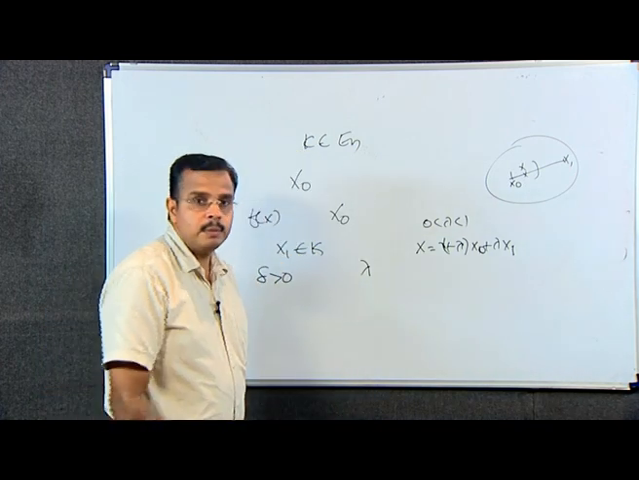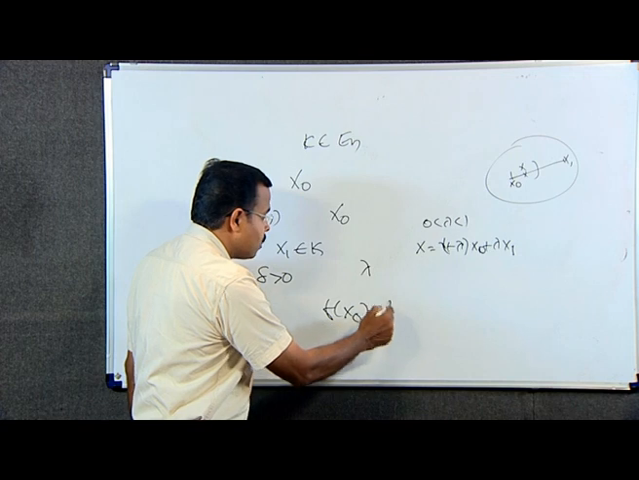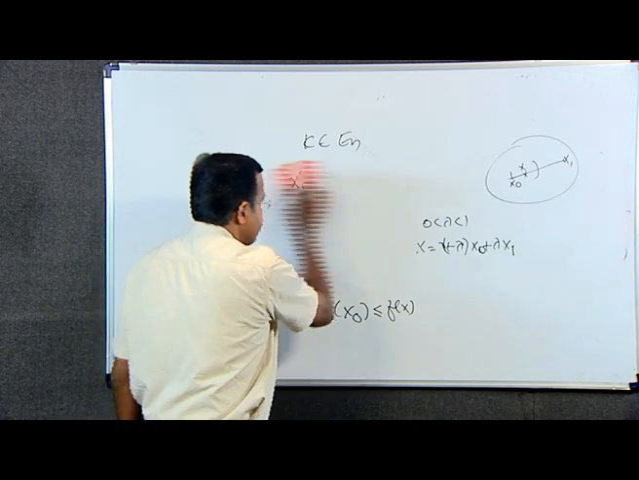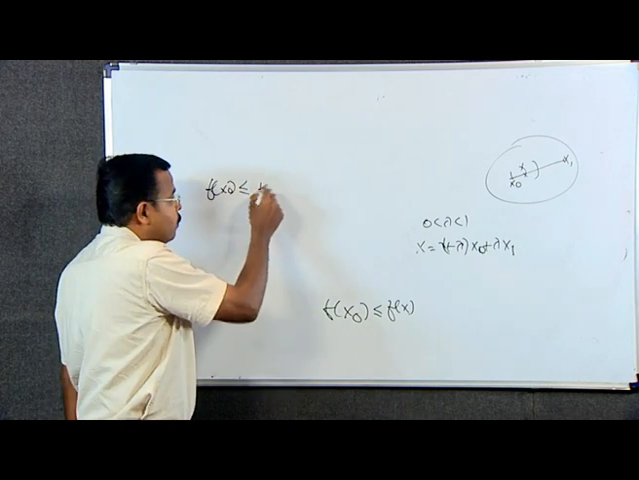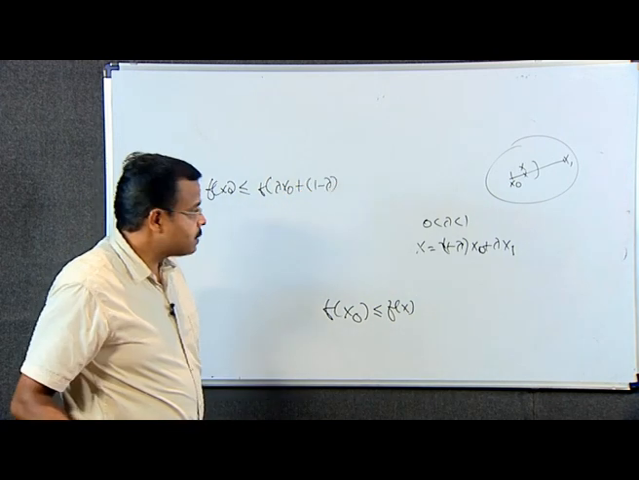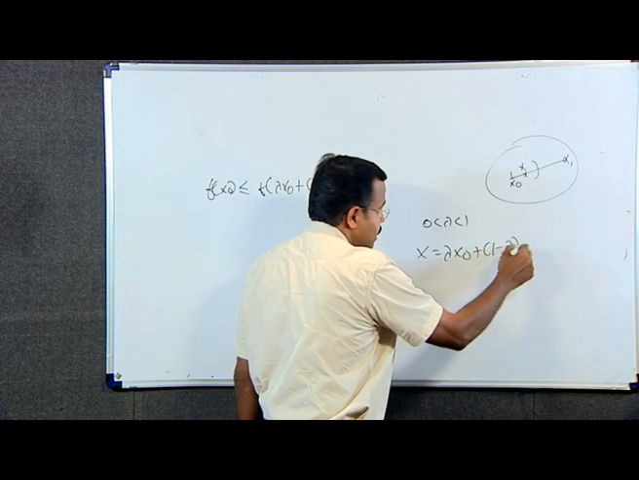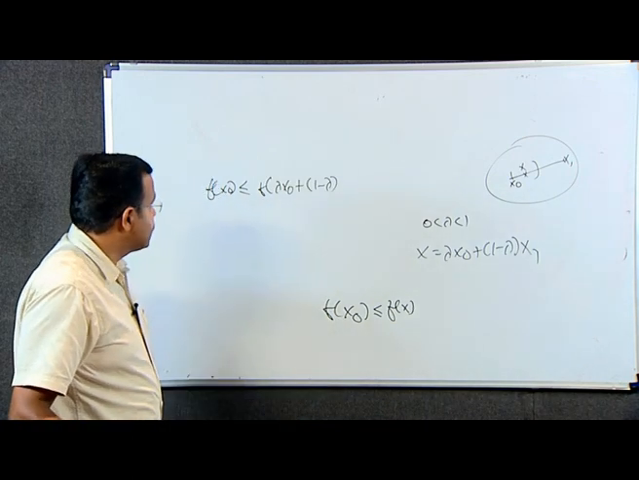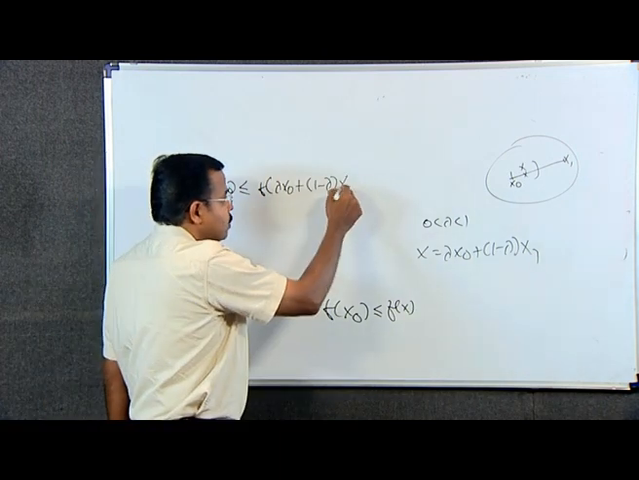By the definition of relative minimum, with x in the neighborhood, f of x0 is less than or equal to f of x. If we consider x equal to lambda into x0 plus (1 minus lambda) into x1, then f of x0 is less than or equal to f of x, that means f of x0 is less than or equal to f of lambda into x0 plus (1 minus lambda) into x1.